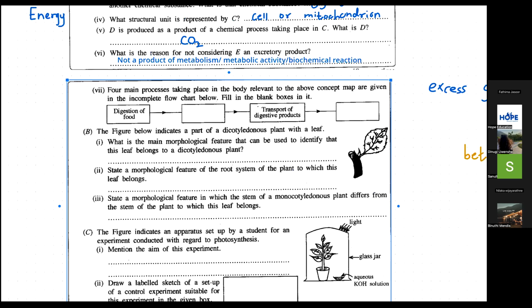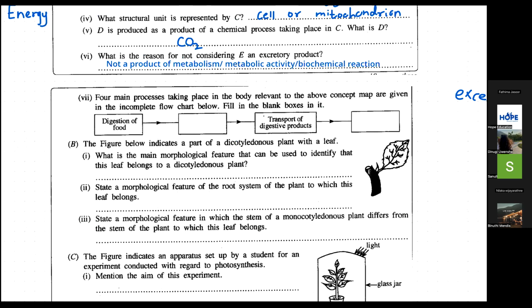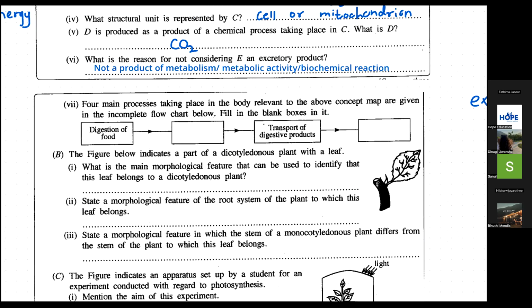Then, 4 main processes taking place in the body relevant to the above concept map are given in the incomplete flowchart below. Fill in the blank boxes in it. First, digestion of food. Then what happens? After digestion, what is the immediate next step?